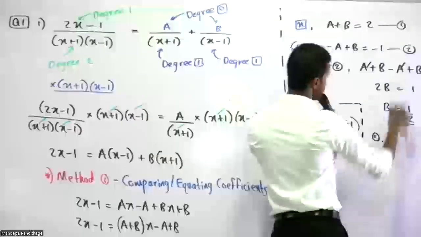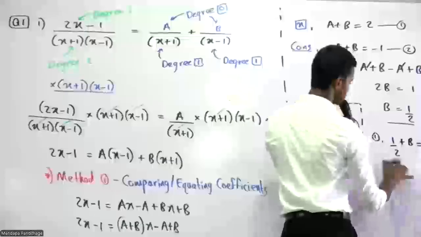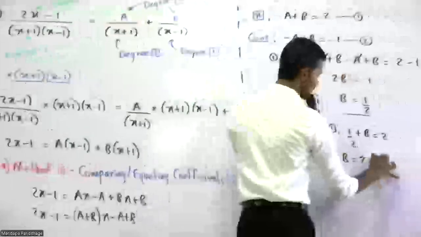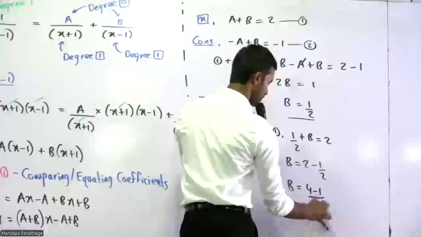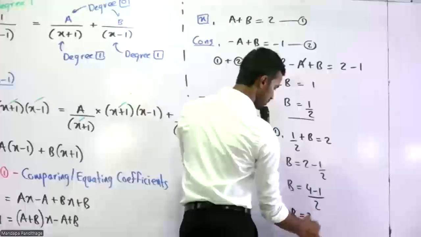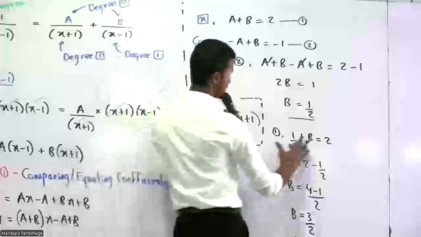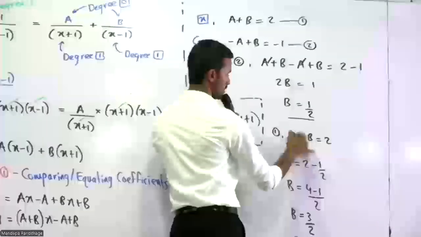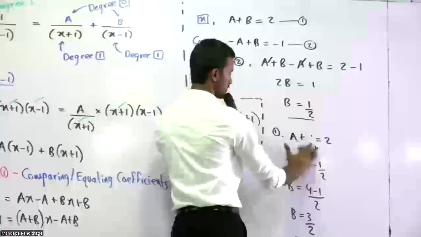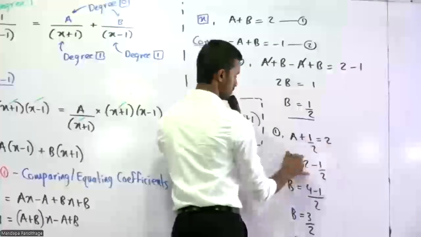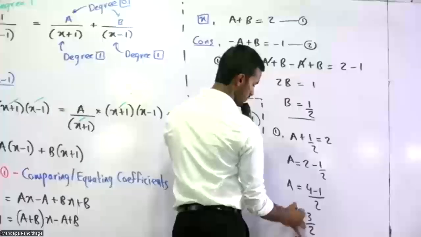If you substitute into the first one, a plus half is equal to 2. So a is equal to 2 minus 1 over 2, so it's 4 minus 1 divided by 2. So I get a is equal to 3 over 2. Clear? I substituted b, so a is equal to 3 over 2. So what I want to do is find a and b.